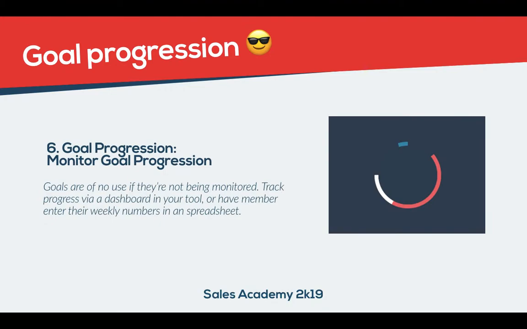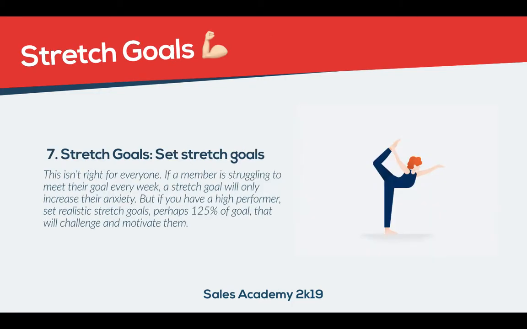Step number 6 is to also track goals progression. You need to monitor it constantly, and you can track it via a specific dashboard or tool you have. And your members should for sure have access to this tool and see how they are doing in terms of their performance and weekly numerical goals achievement.